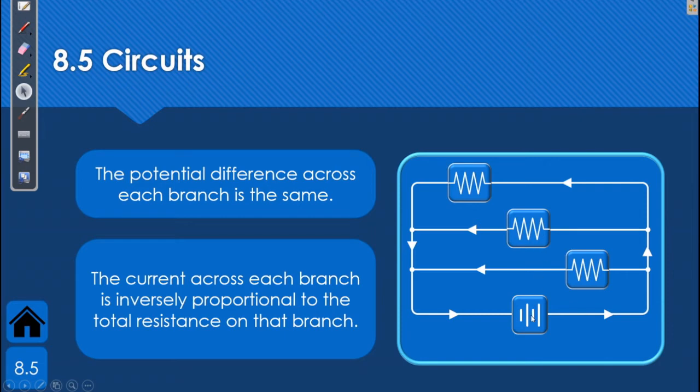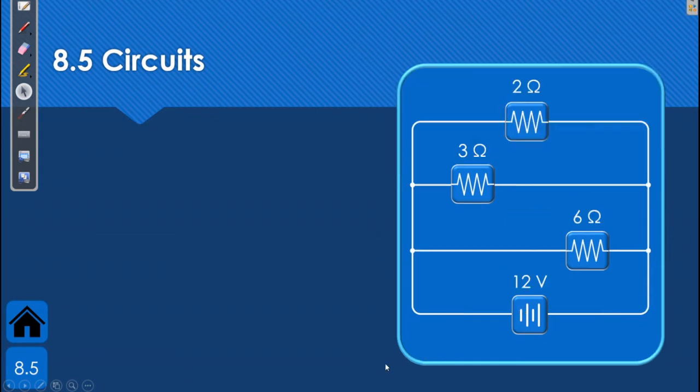Now, in a parallel circuit, the potential difference across each branch is going to be the same. So if you know the potential difference of the battery, that's the same as the potential difference for each branch. However, the current across each branch will be inversely proportional to the total resistance of that branch. So let's see how that would work.